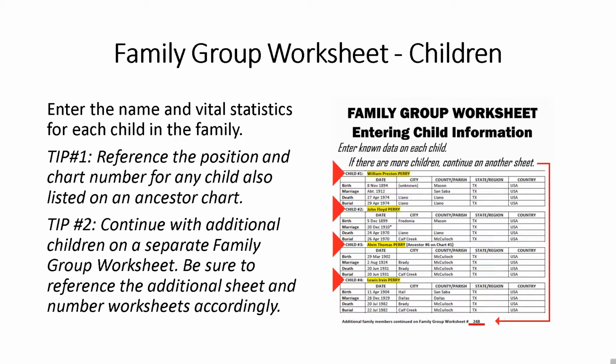Children on the family group worksheet. Enter the name and vital statistics for each child in the family. Tip number 1, reference the position and chart number for any child also listed on an ancestor chart. Tip number 2, continue with additional children on a separate family group worksheet.